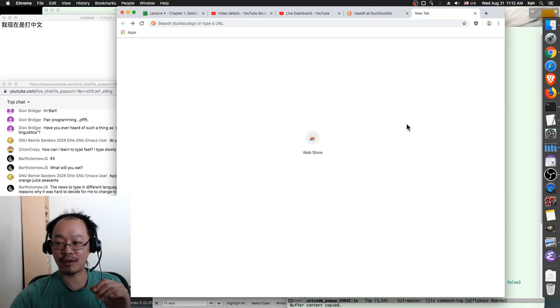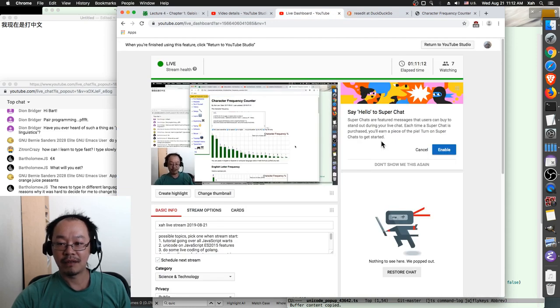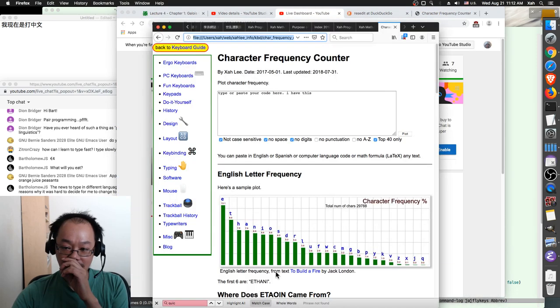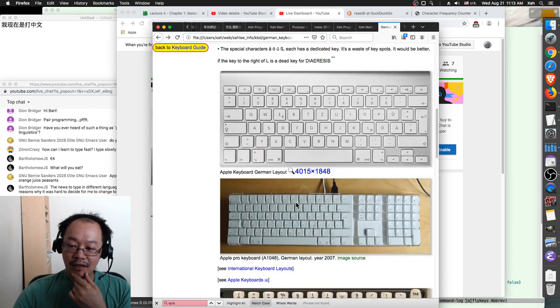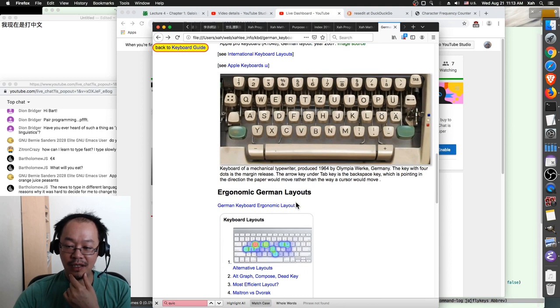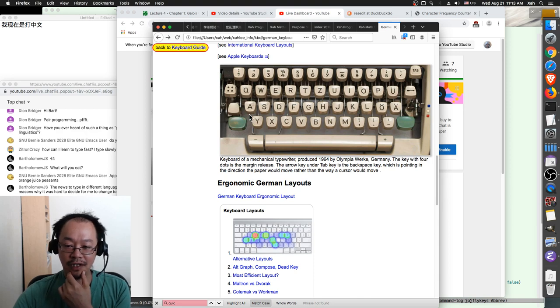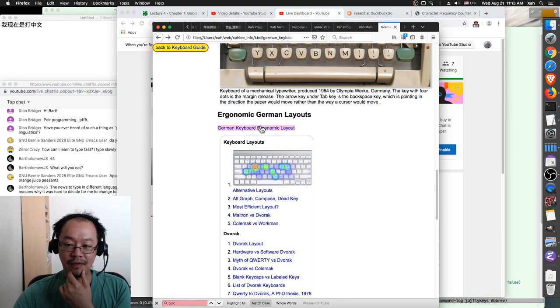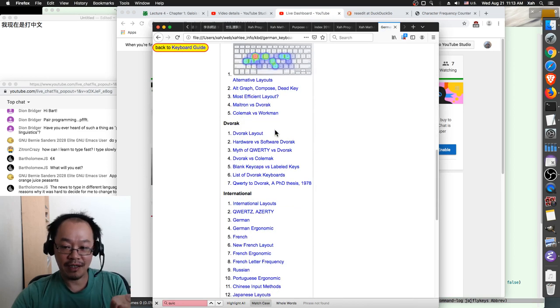So let's go back to where, okay, I was talking about German layout. Yeah, and so physical German keyboards and historical German keyboards. You can see there are changes. Then there's ergonomic. Anyway, so there's German.